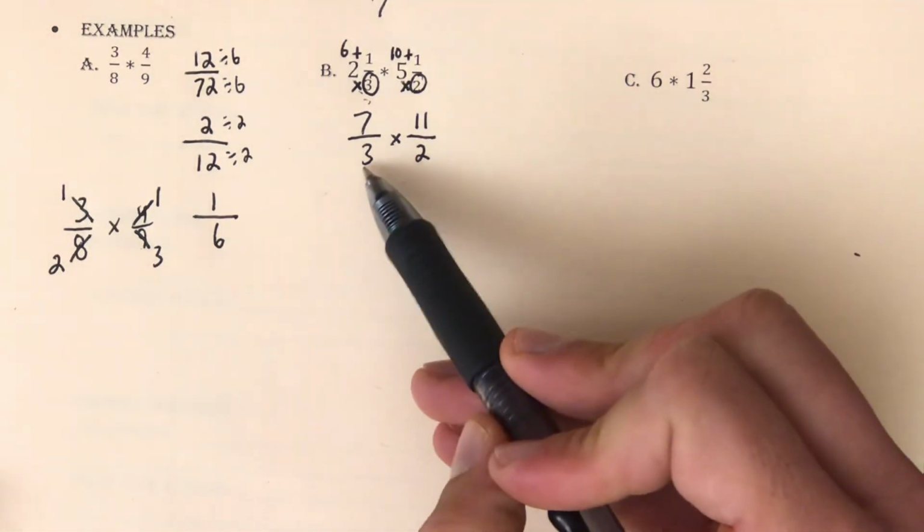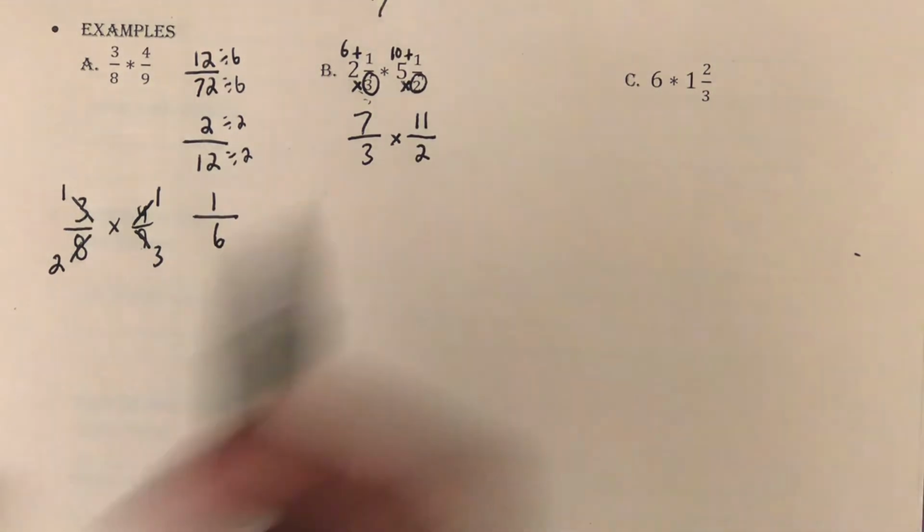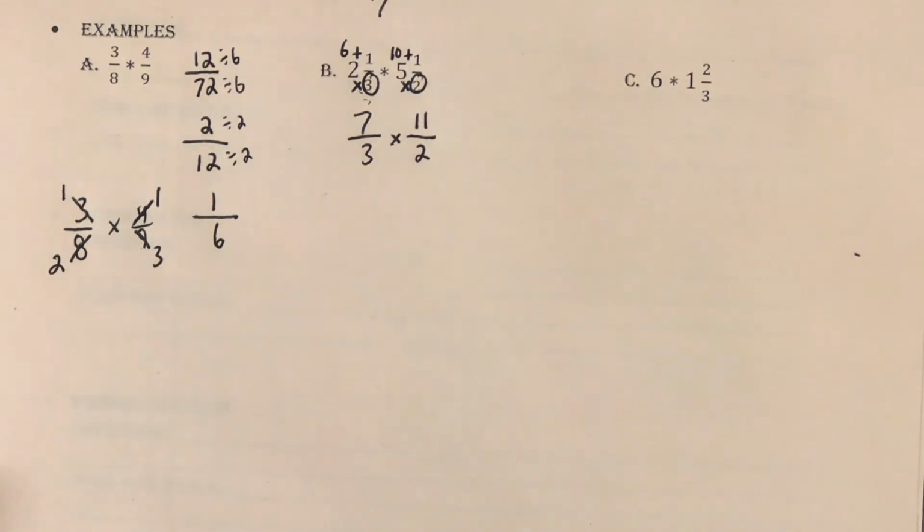All right, then I'm going to look at this one, 3 and 11. Do they have a factor other than 1 that goes into both? Well, the only other factor of 3 is 3, and 3 does not go evenly into 11. So I can't simplify this at all.